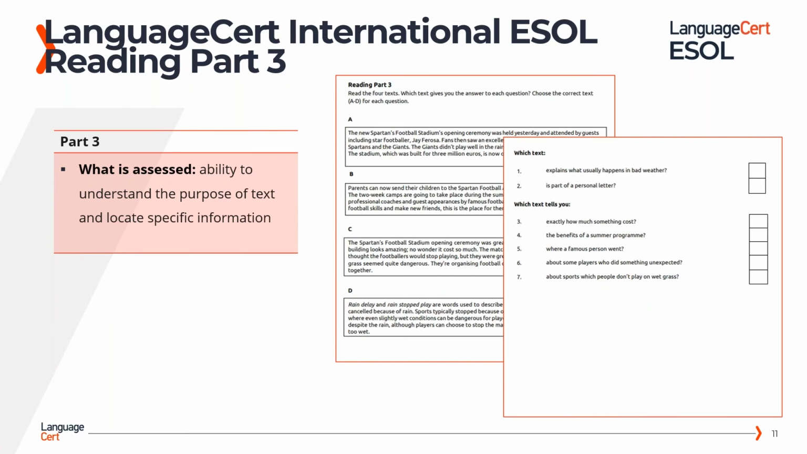And now reading Part 3. Here, what is assessed is the candidate's ability to understand the purpose of a text and to locate specific information. There will be 7 questions, like the ones you can see here.